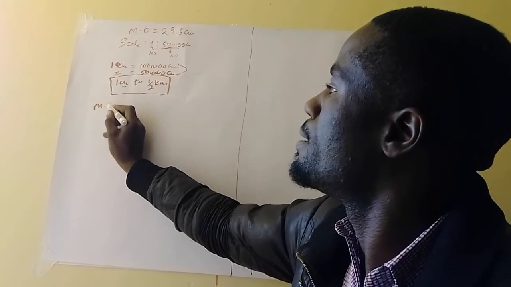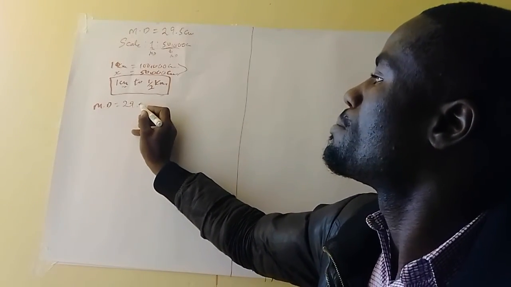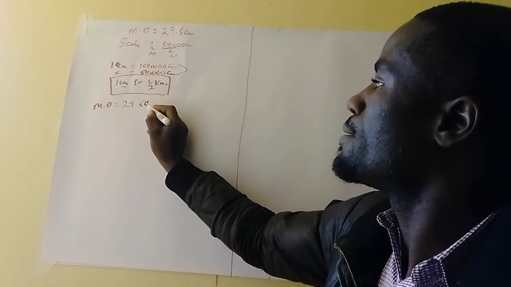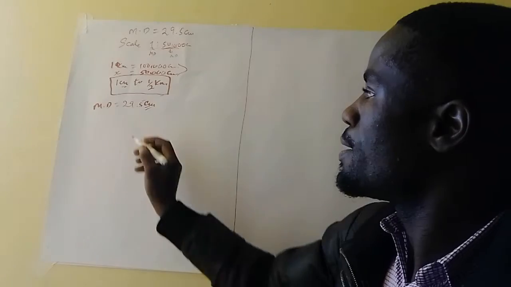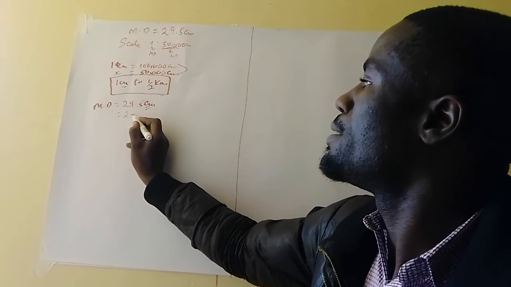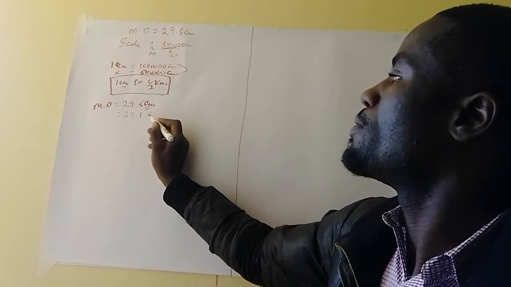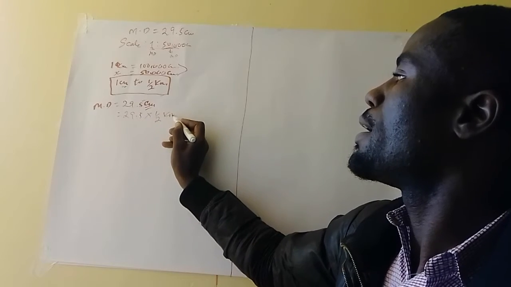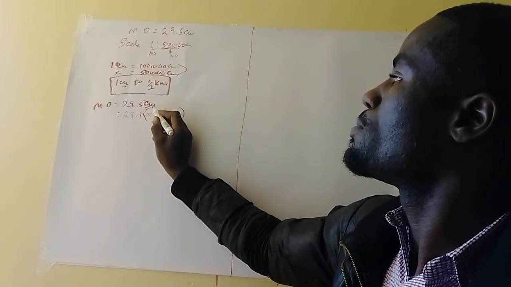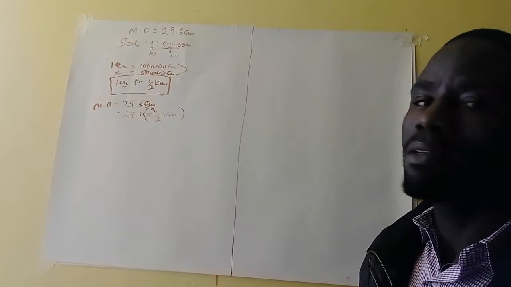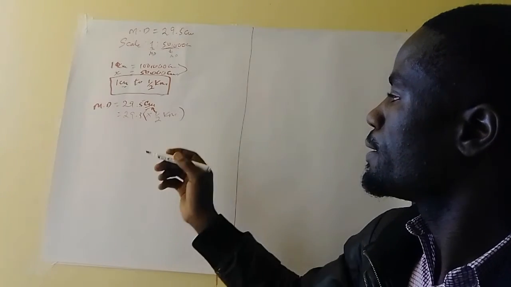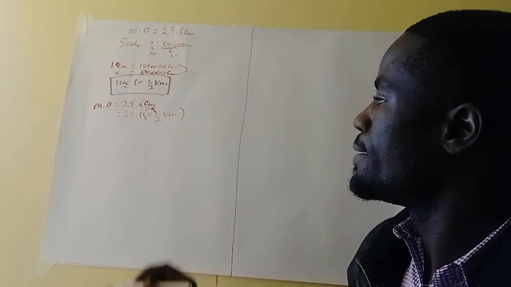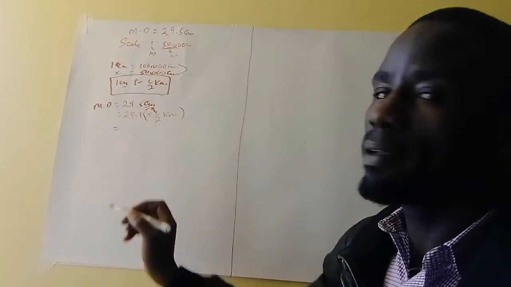Then we come back here. Our map distance is 29.5 centimeters. Where there is a centimeter, you put half a kilometer. So this is going to be 29.5 times half a kilometer. The half is put in that centimeter position. So now what are we going to get?